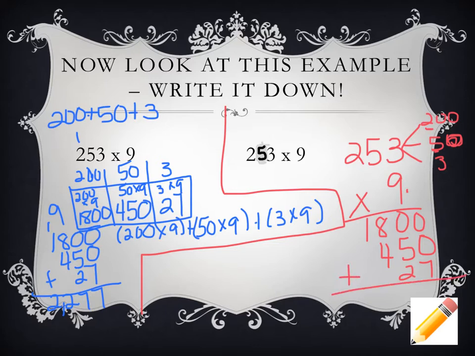Again, I add those problems together to get 7. 5 and 2 is 7. 8 and 4 is 12. And 1 plus 1 is 2. In both cases, I got the same answer, 2,277.